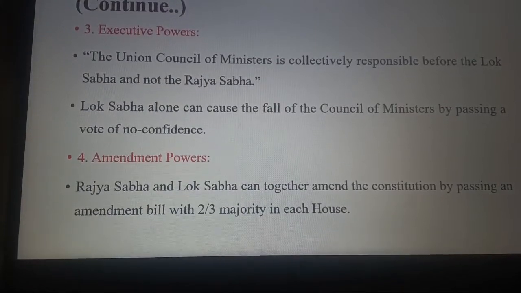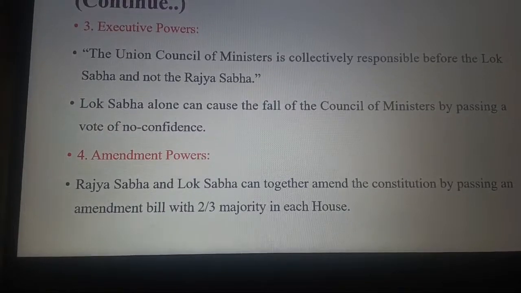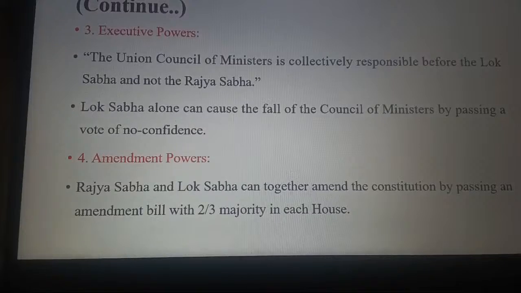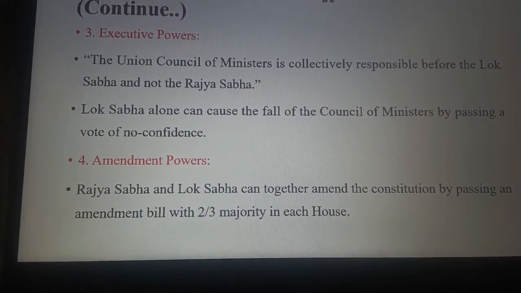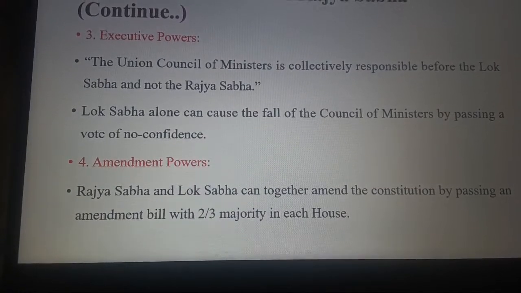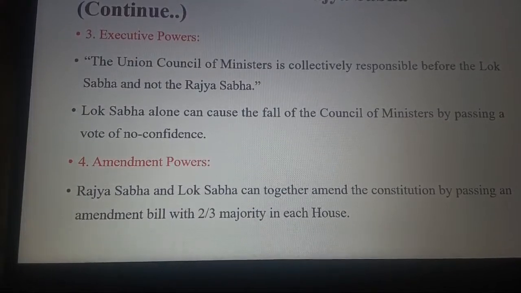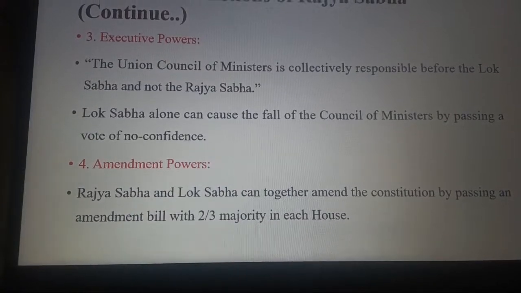Executive powers. The Union Council of Ministers is collectively responsible before the Lok Sabha and not the Rajya Sabha. Lok Sabha alone can cause the fall of the Council of Ministers by passing a vote of no confidence. Amendment powers. Rajya Sabha and Lok Sabha can together amend the constitution by passing an amendment bill with 2 by 3 majority in each house.